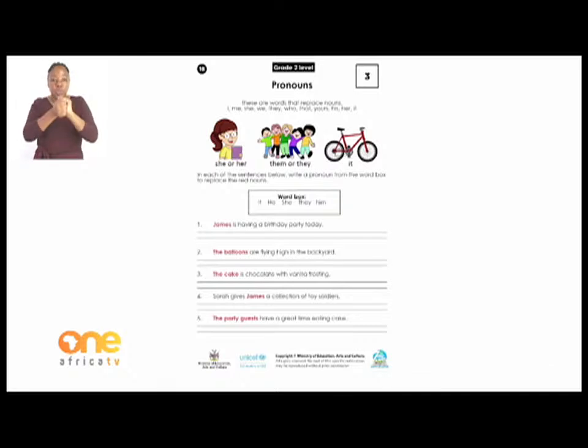Let's read number 1 together. Number 1 says, James is having a birthday party today. The word that is highlighted there in red is James, and we need to find a pronoun in our word box to replace the word James. Is it it? Is it he? Is it she?